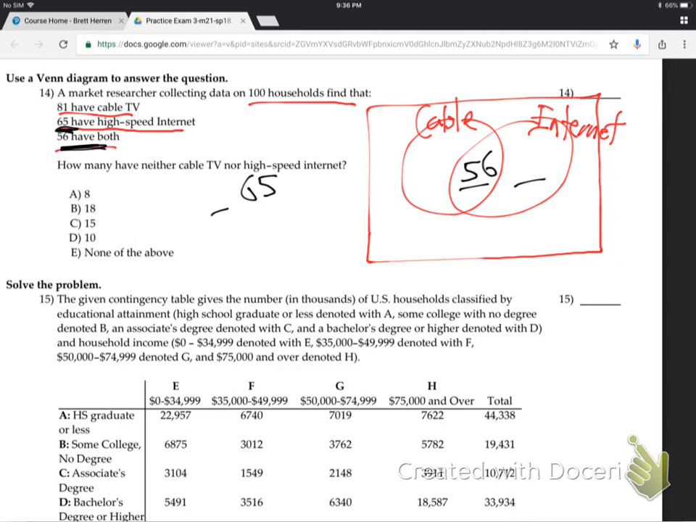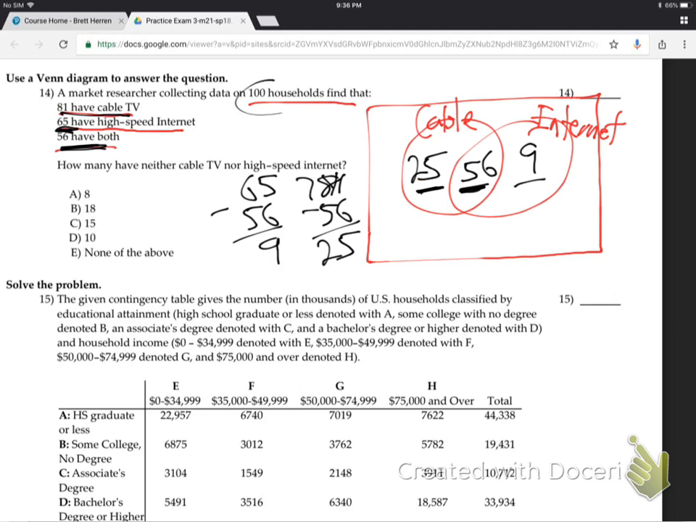So 65 minus 56, that's 9. Must be 9 there. And then 81 have cable, so this and this must make 81. So 81 minus 56 is 25 here, so there's 81 total in the cable circle. All right, and then 100 total.